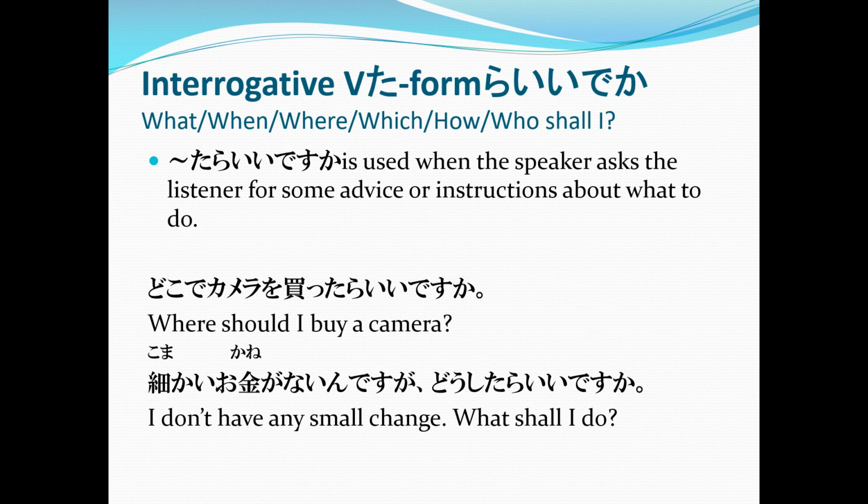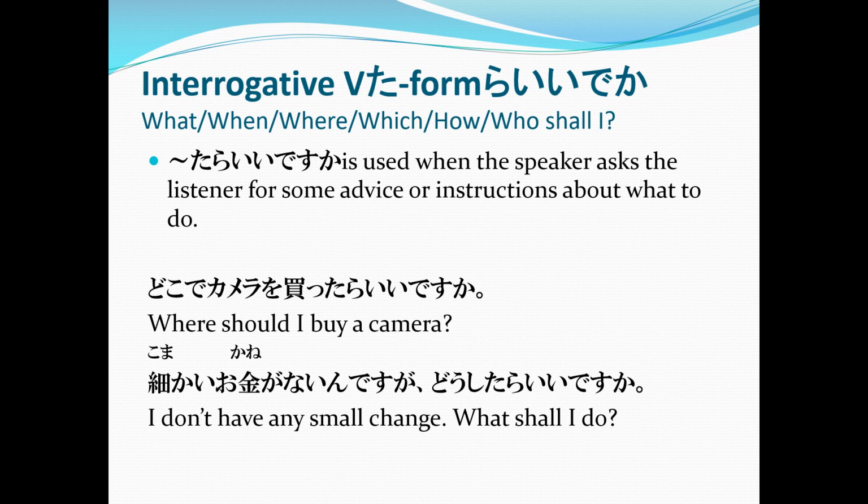And another example, komakai okane ga nain desu ga, doshitarai desu ka? Or, I don't have any small change. What should I do? In this sentence, the speaker is asking for instructions on what to do, because maybe he or she wants to buy a drink from a vending machine and doesn't have small change or coins. It could also mean that you would want to borrow money from your listener. That could be one, right? This is why we're adding desu ka on the first sentence, because the experience is the speaker's experience alone. Doshitarai desu ka? What should I do?